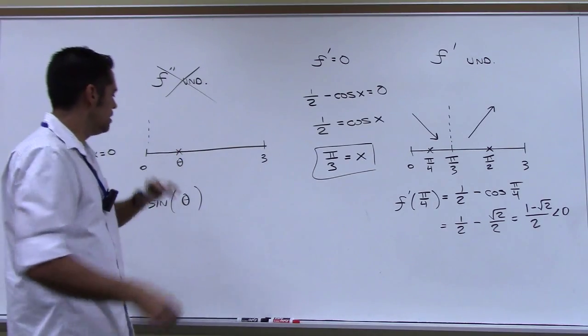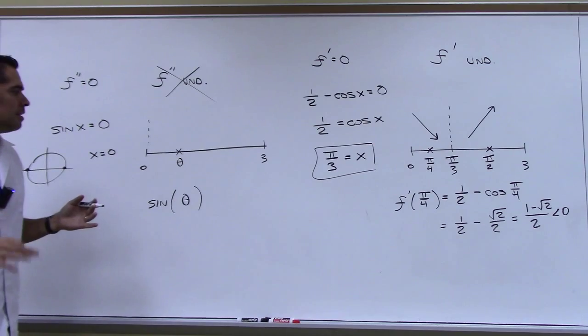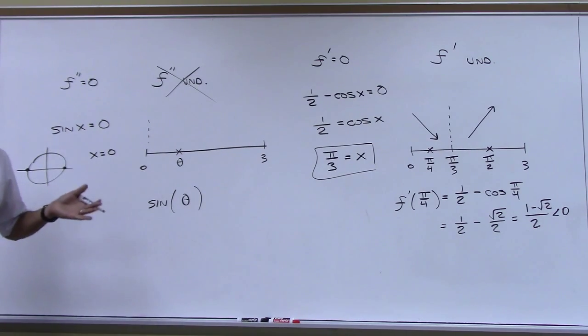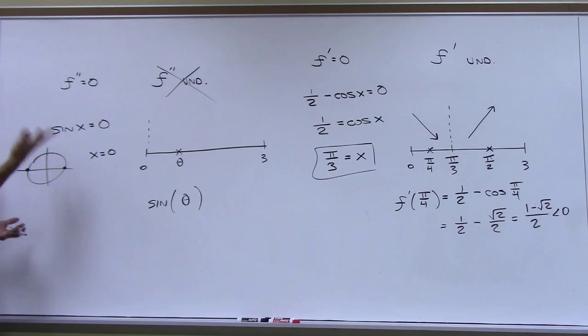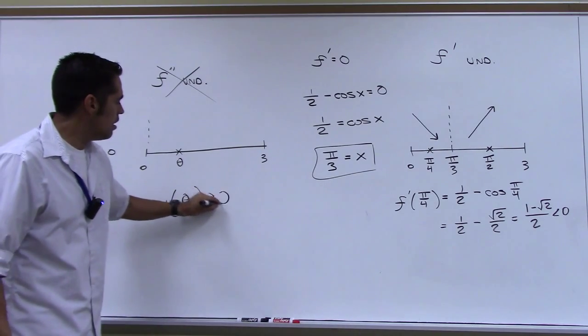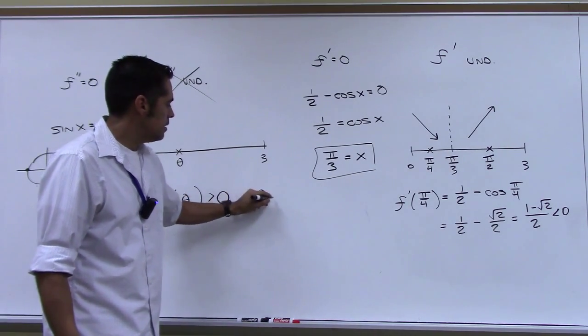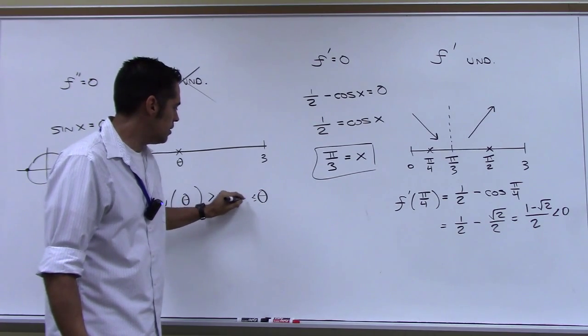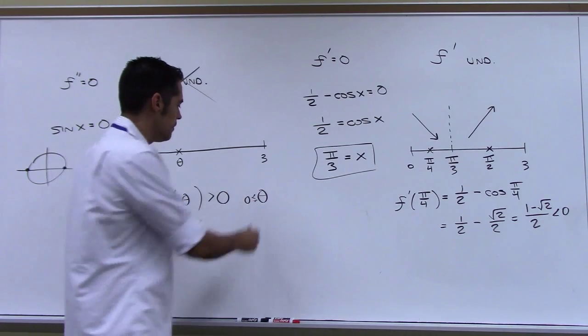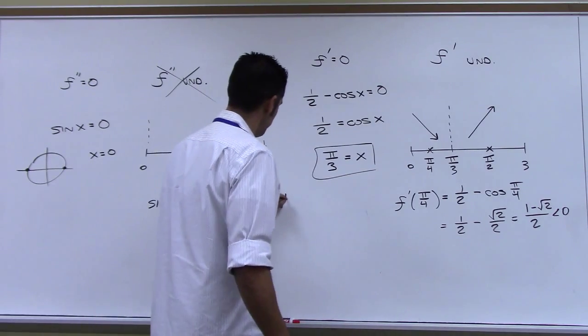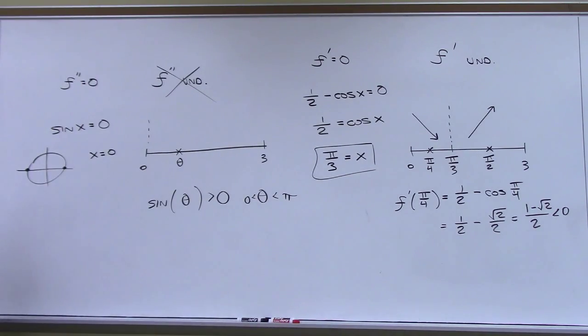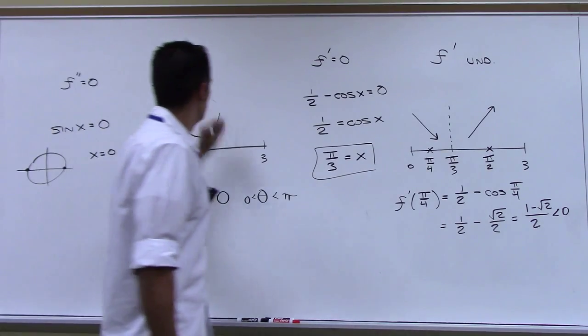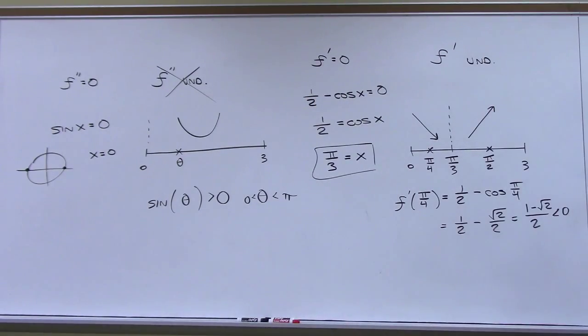This is theta, somewhere in there. I'm not fixing myself to anything, all right? Because I'm thinking about it in a different way. Instead of plugging the number in, I'm thinking about what the function sine does. This is always greater than 0 if theta is greater than 0 and less than pi. So what does that tell me? It's increasing. Concave up. The second derivative is positive, so concave up. All right. We good?